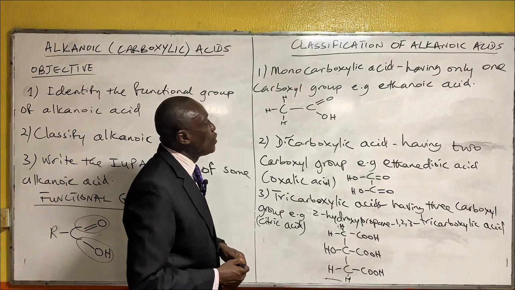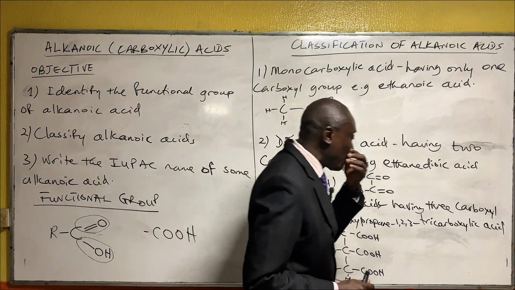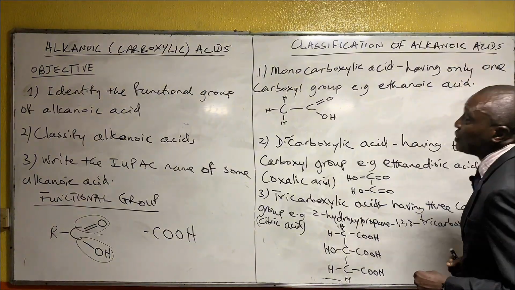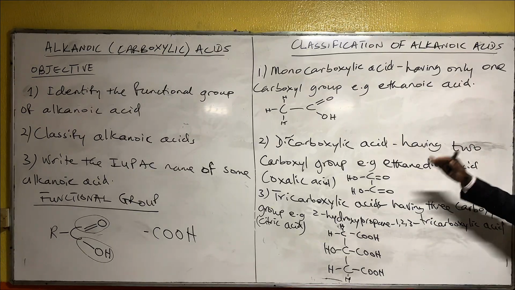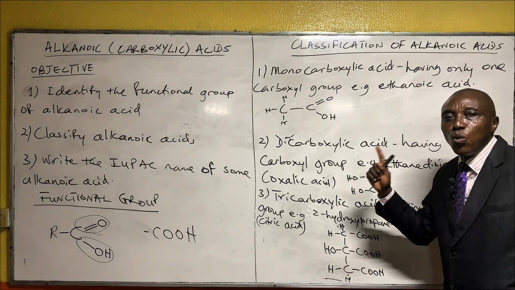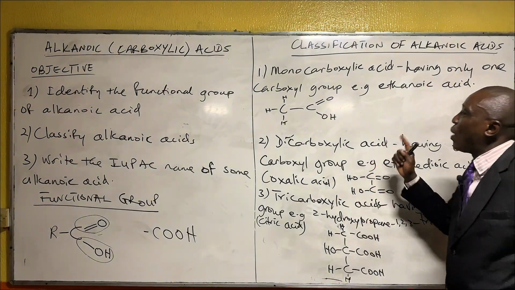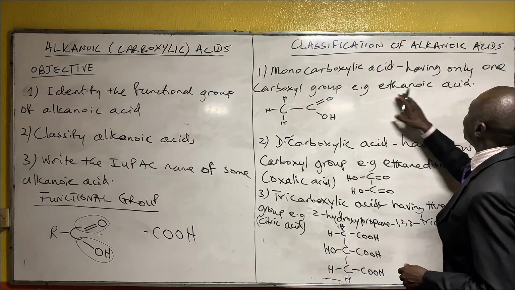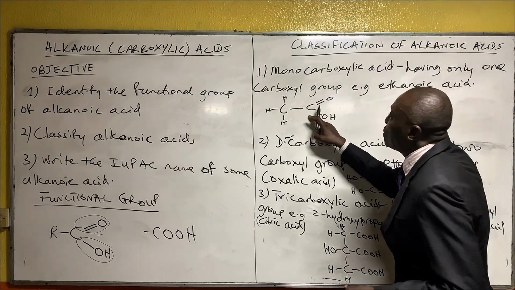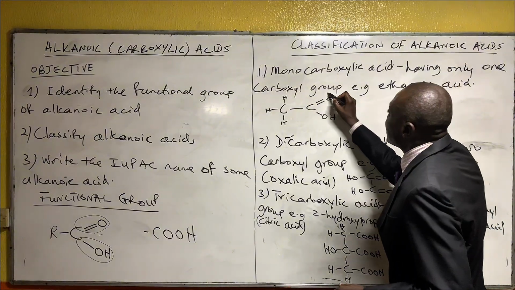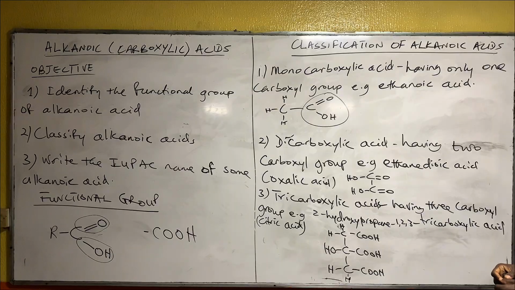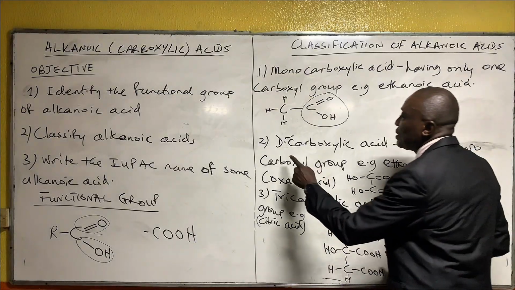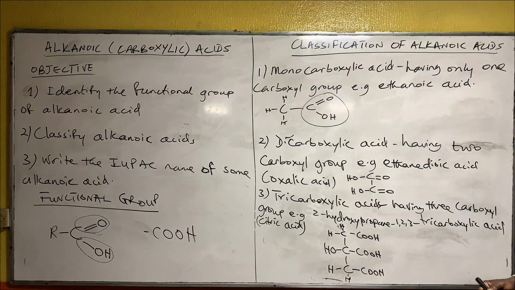Then the classification of alkanoic acid. Alkanoic acid can be classified into three different groups. The first form is the monocarboxylic acid. Monocarboxylic acids are alkanoic acids having only one carboxy group. An example is ethanoic acid, a two-carbon organic monocarboxylic acid.